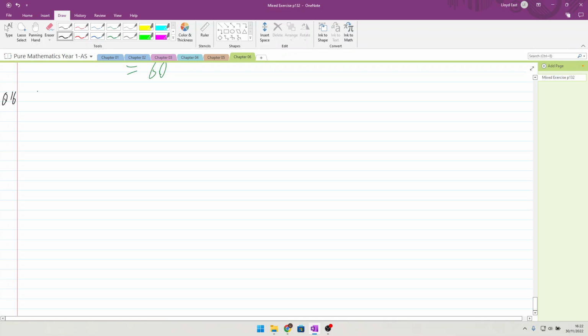Okay, then question 16, 8 marks. A circle has an equation which is (x − 6)² + (y − 5)² = 17. Lines L1 and L2 are tangents to the circle and intersect at (0, 12). Okay, so we do have a picture of this, and it looks something like that.